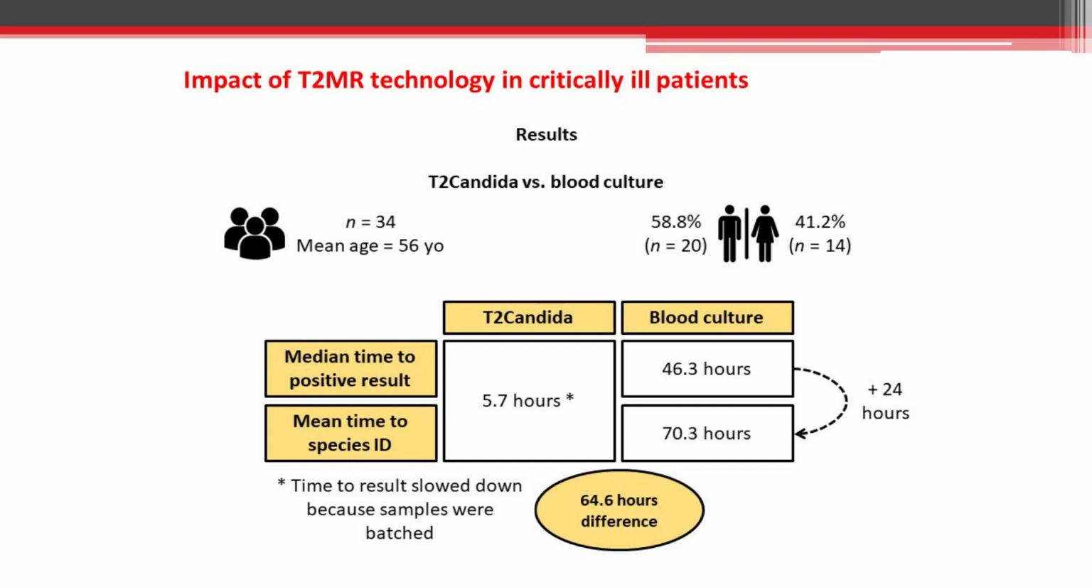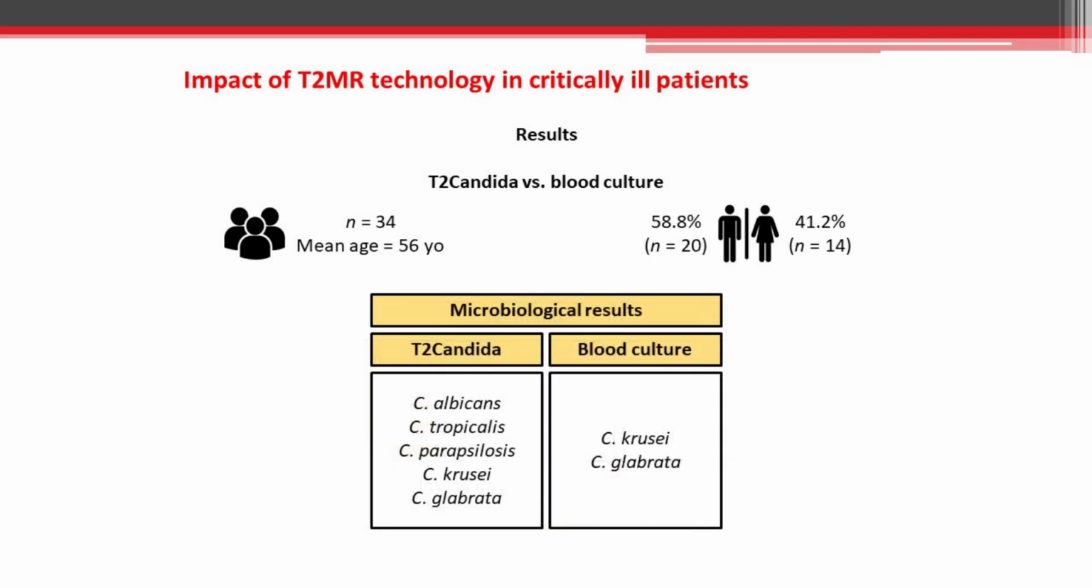I think what strikes me the most here is that you can have a result of yeast in the blood in the same day, and that has a huge impact on the addition of antifungal therapy, because not every patient gets it from the beginning. So comparing the results from the T2 magnetic resonance with the blood culture, it's a huge difference, and you can see it's almost 65 hours of difference to get to the diagnosis. And those of you who work in intensive care, you know that this is really important for the patient.